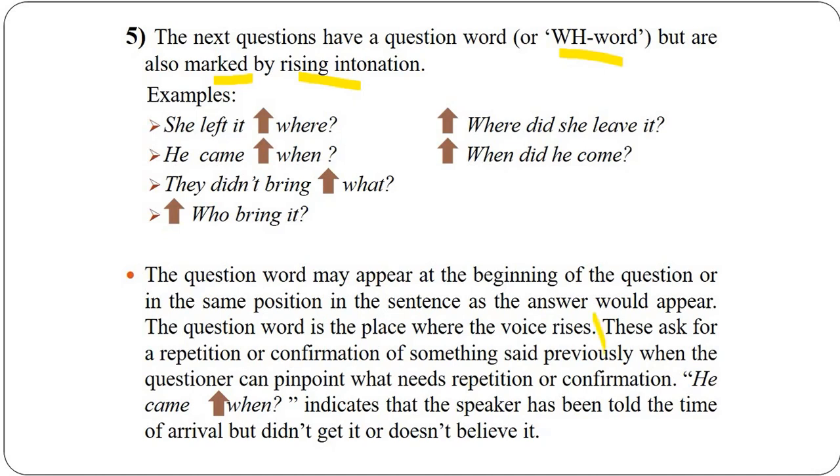So this is the important part here. The WH question word should have the rising intonation here. These ask for a repetition or confirmation of something said previously when the questioner can pinpoint what needs repetition or confirmation. Neyin tekrar edilmesi ya da onaylanması gerektiğini gösterdiği için soru kelimesinin olduğu yer yüksek vurguyla söylenmeli. He came when indicates that the speaker has been told the time of arrival but didn't get it or doesn't believe it.